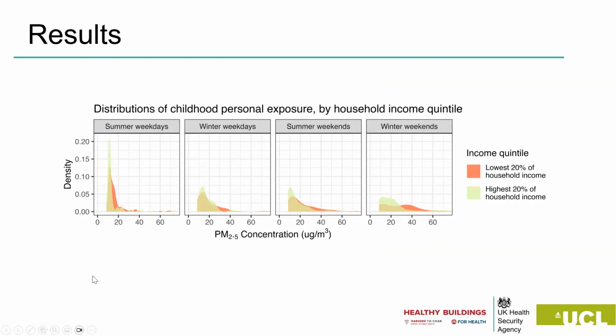So the results are, you get distributions of personal exposure. In the EHS, you have different socio-demographic information on each household, so it was possible to look at how exposure can vary. In this case, we looked at household income quintile, but you can look at how it varies by age or gender.